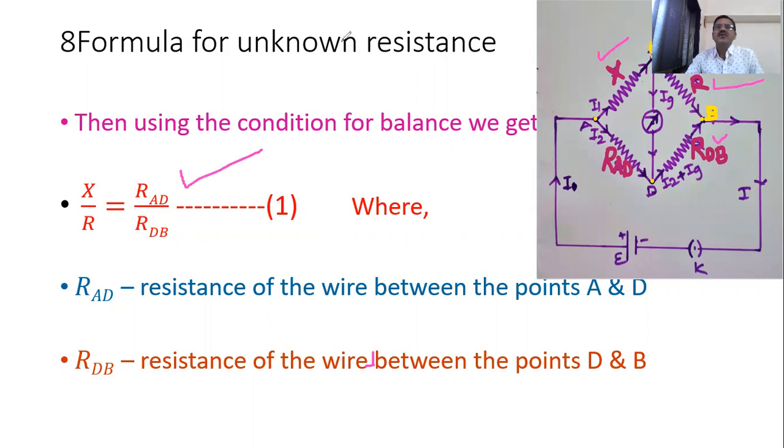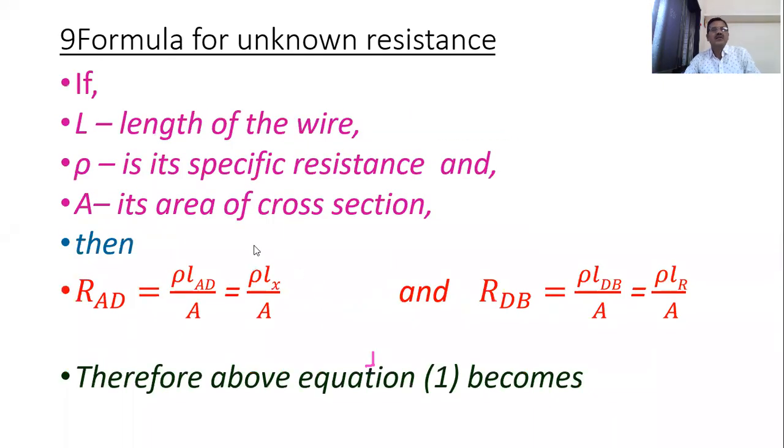Now, if rho is the resistance per unit length of the wire, rho is the specific resistance, L is the length of the wire and A is the area of cross section, then we can write RAD is equal to rho into LAD upon A.